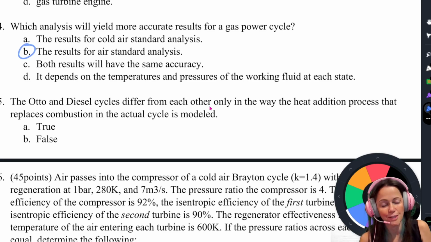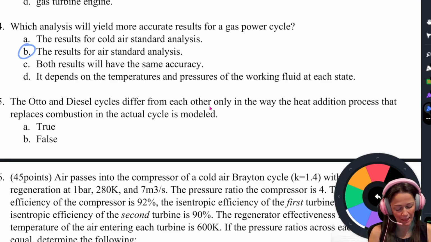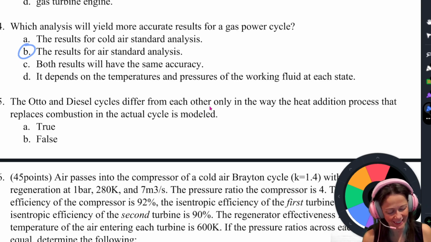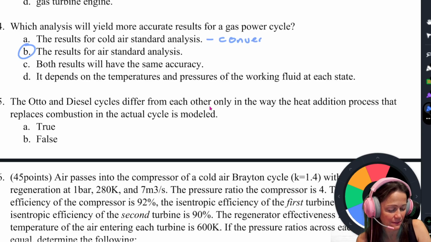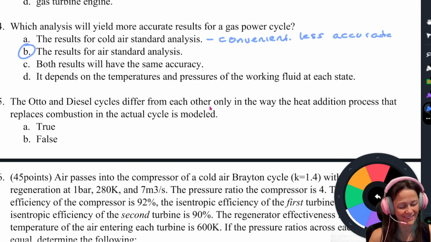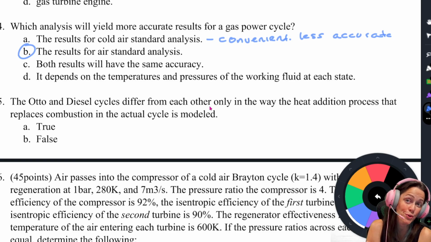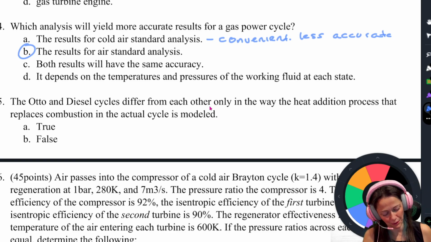Number 4, which analysis will yield more accurate results for a gas power cycle? Well, it's going to be the one that's more annoying, right? So cold air standard analysis is convenient, but less accurate. So in general, if it's more annoying to solve, it's probably going to be more accurate.